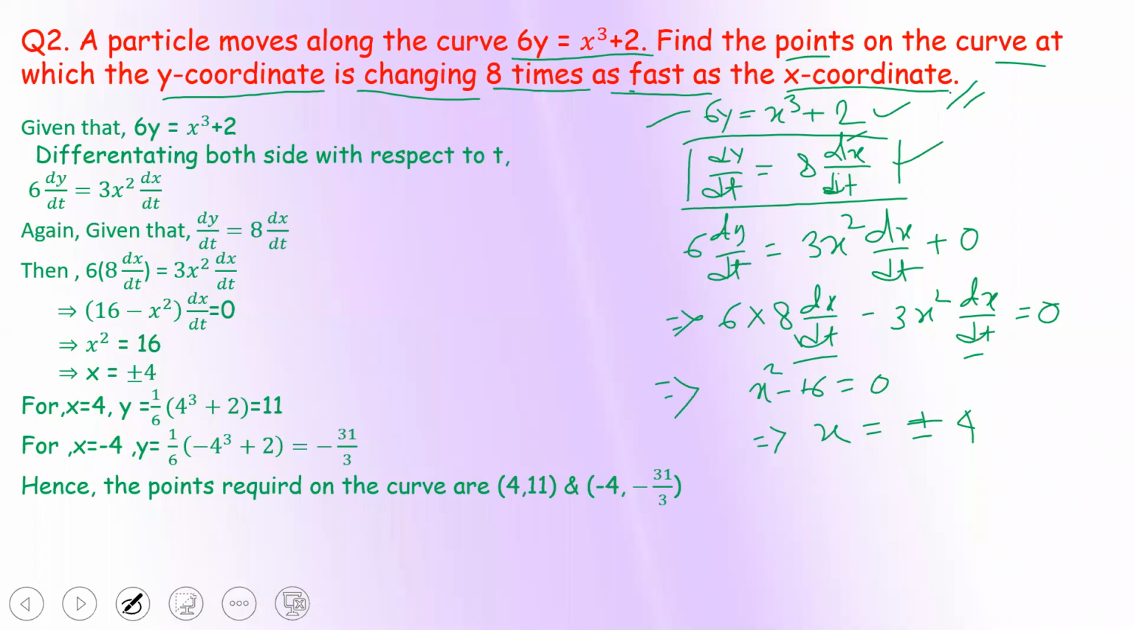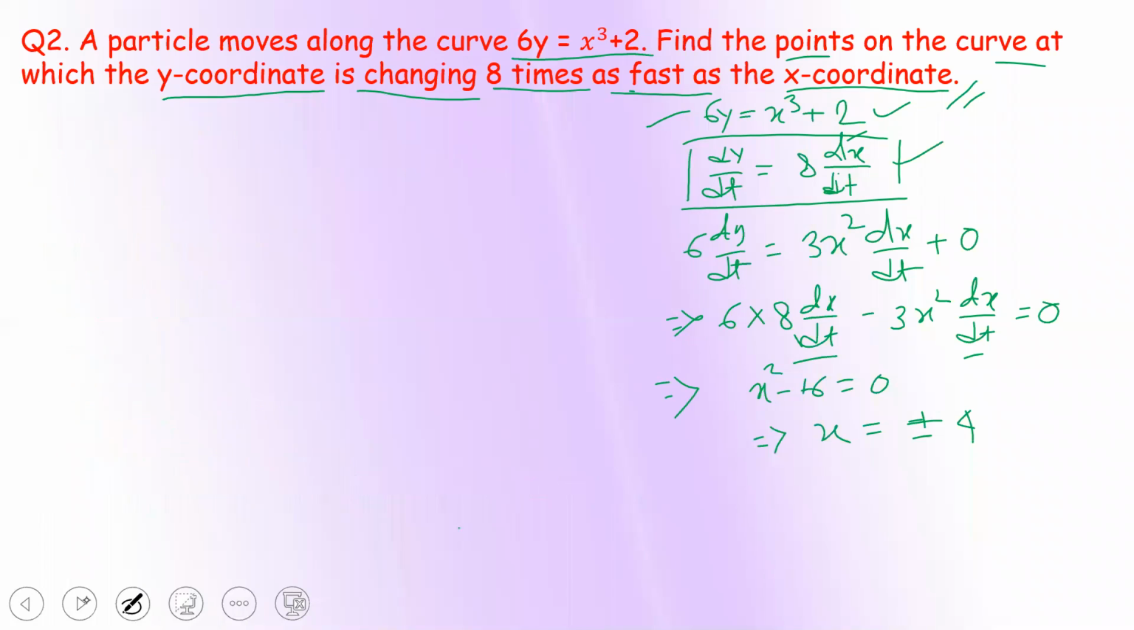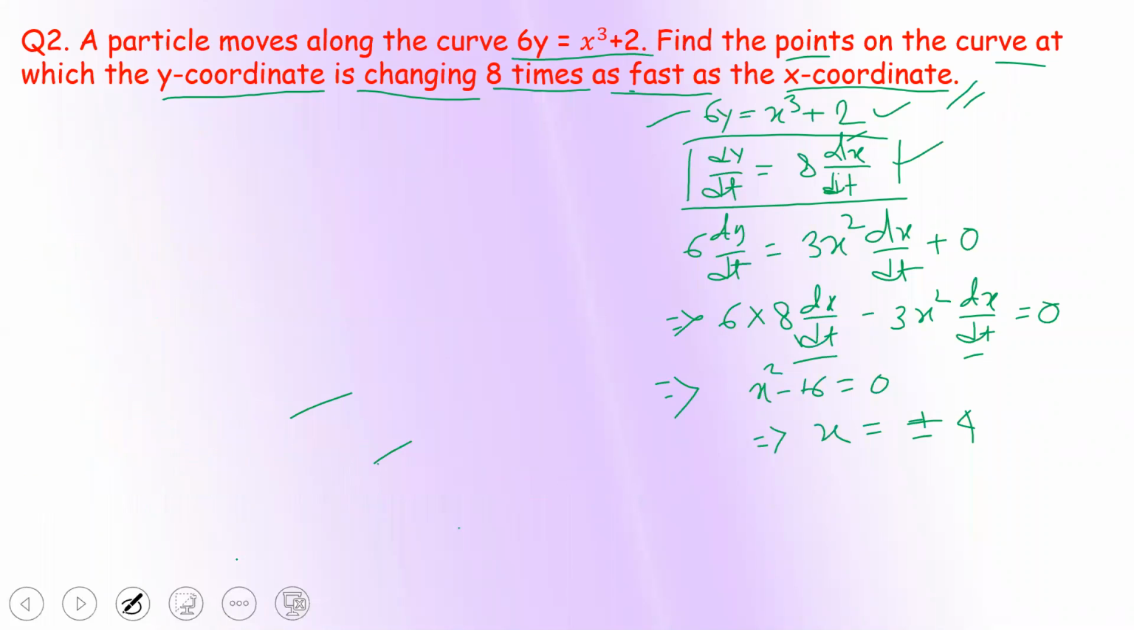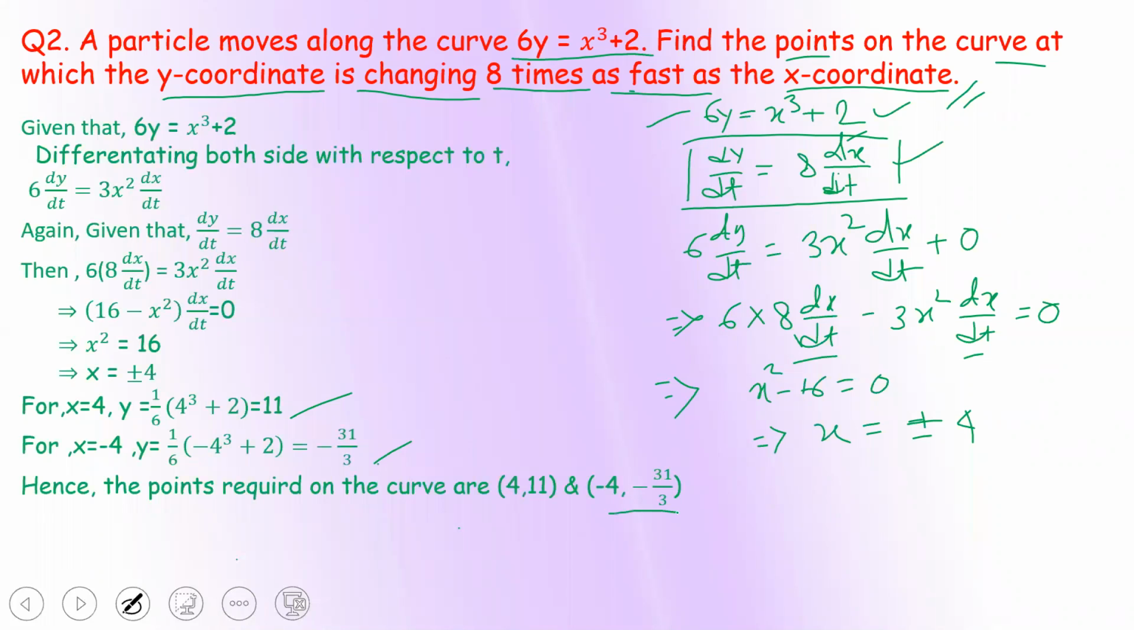So for x equal to 4, let's check the value of y. This is 11. And for x equal to minus 4, the value of y is minus 31 upon 3. So here are the points, 4, 11 and minus 4, minus 31/3. So here is the solution and here are your required points. So check this out.